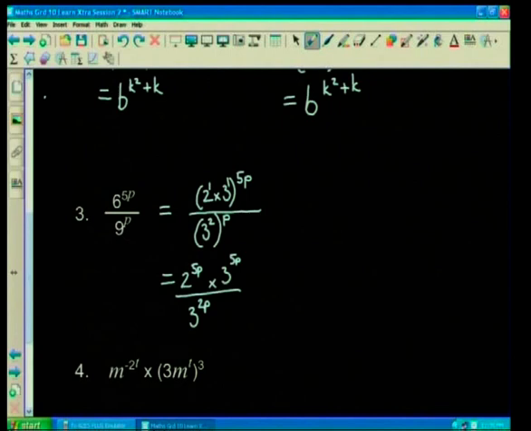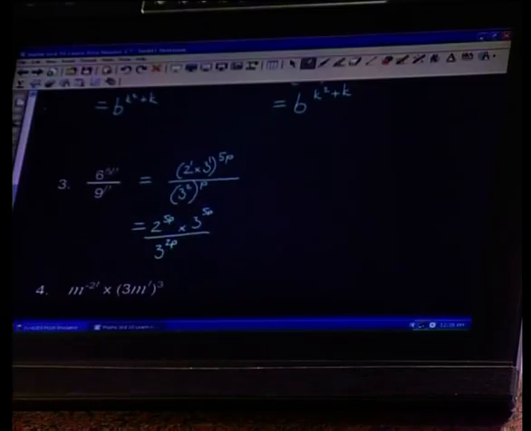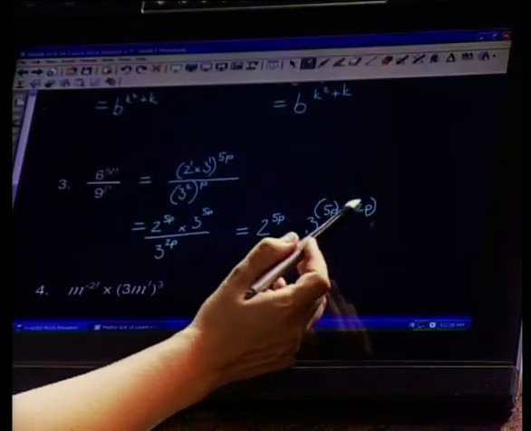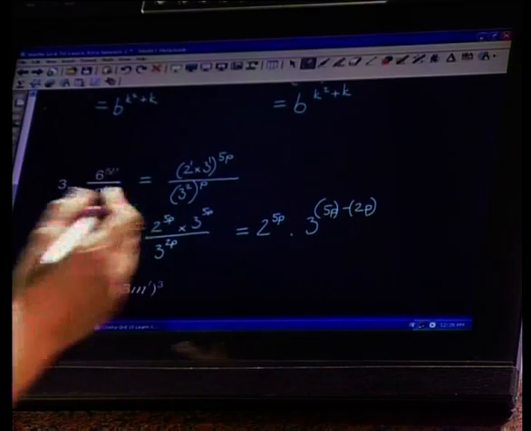Now we've simplified the bottom and the top as much as we can. Let's now integrate them, see what we can do. Because the 3's are the same, we're able to work with those exponents, but 2 to the power of 5p, there's nothing we can do. So let's start by writing down 2 to the power of 5p, and we leave it as it is, times 3 to the power of 5p minus 2p. Now once again, it's good practice to have those brackets in, just because if there are two terms coming up, then you can multiply the negative into the brackets properly. Because there's only one term, it's not really necessary, but is good practice.